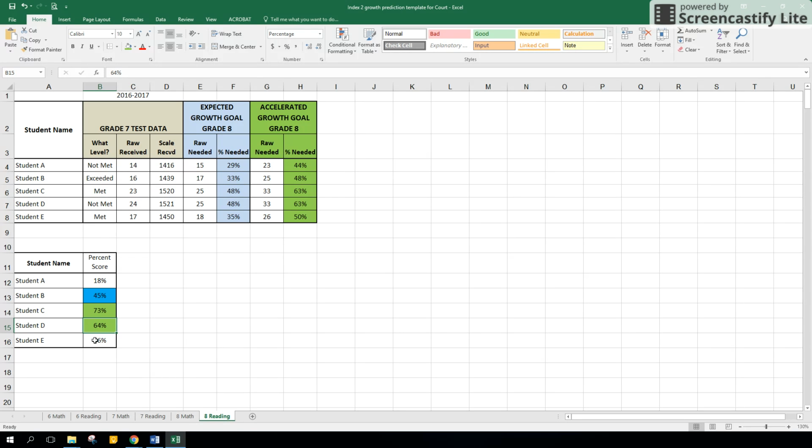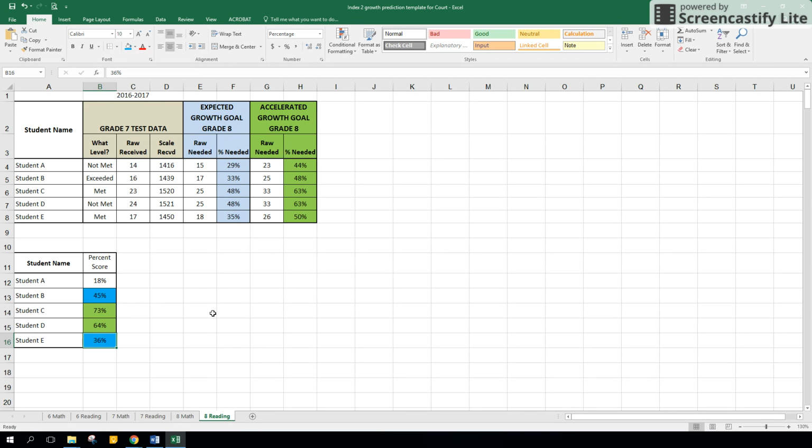Student E, 36%. They needed a 35 to meet the expected growth goal and a 50 to get the accelerated growth goal. So did not meet the accelerated growth goal, but met the expected growth goal. So they're going to be highlighted blue.